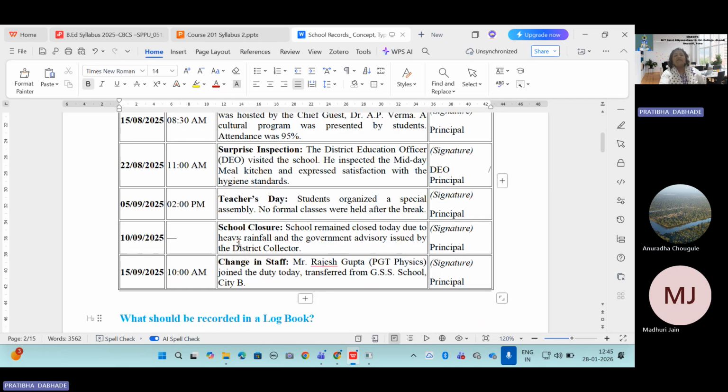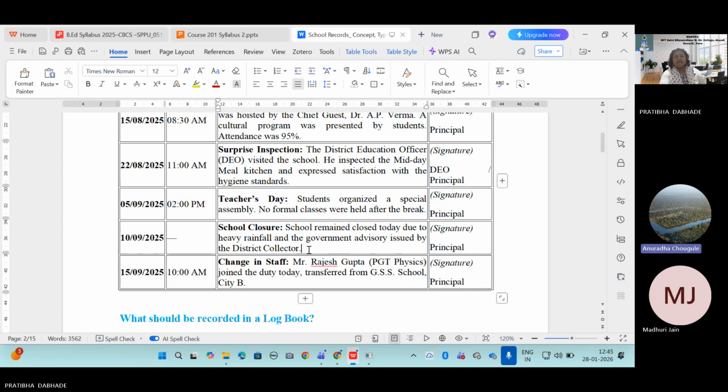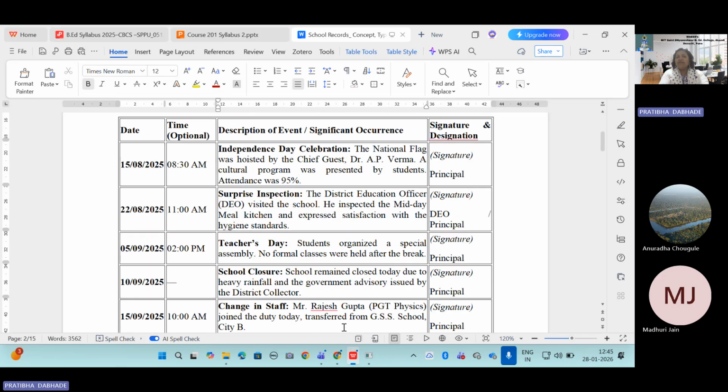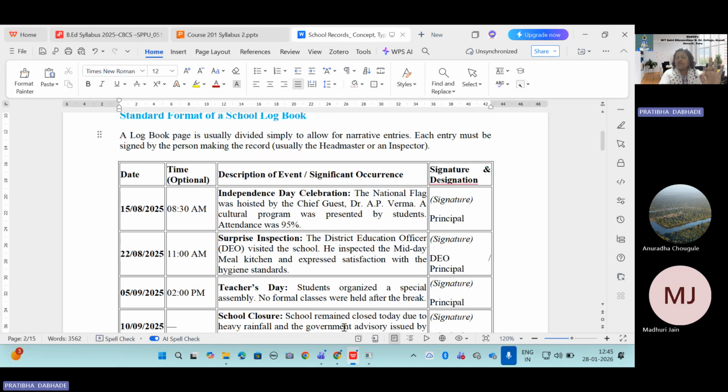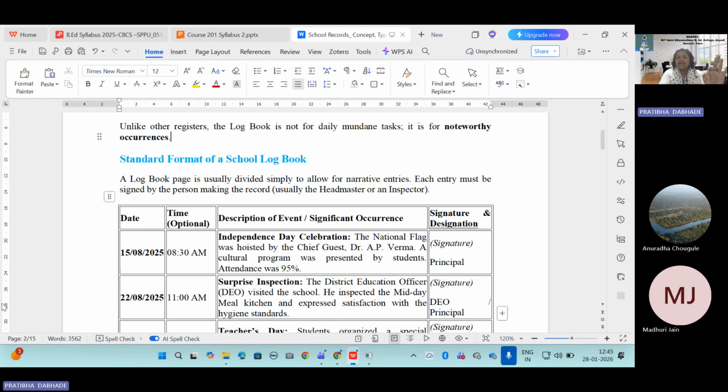Ma'am, in the exam, do we have to draw this? Yes, Anuradha. It depends on what they're asking you. If they're asking you about the format, there is no need to draw the entire thing. Even one example is more than enough. While writing the example, you can draw only one, any one entry, it is more than enough. Are you getting me, Anuradha?